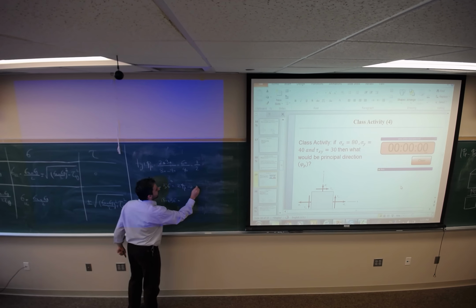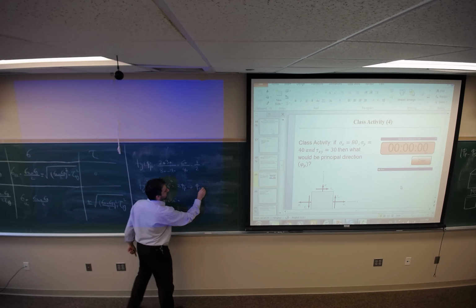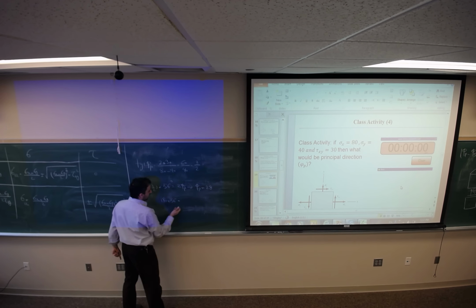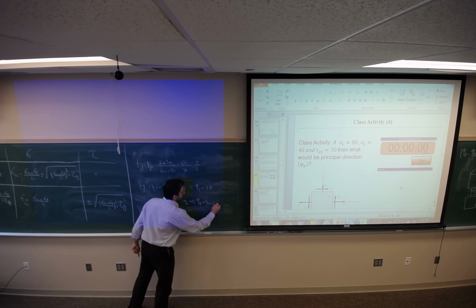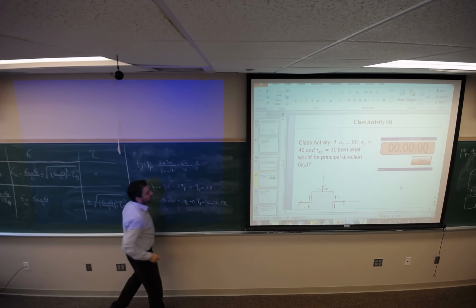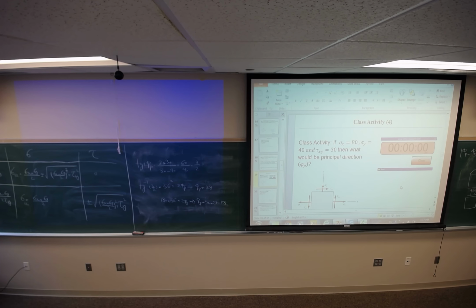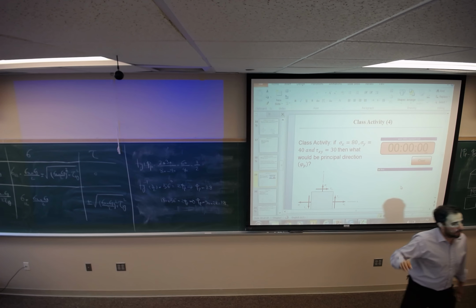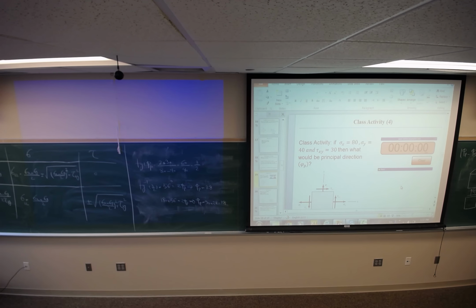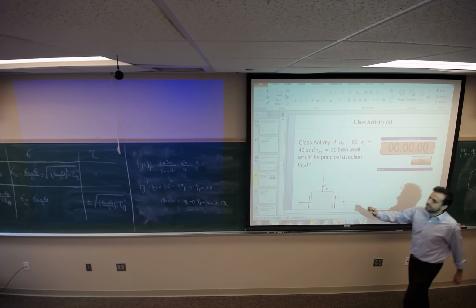So one phi p is going to be 56 divided by 2, it's 28. The other one is 90 plus 28, which is 180. We have two angles. These are the principal directions of this state of stress.